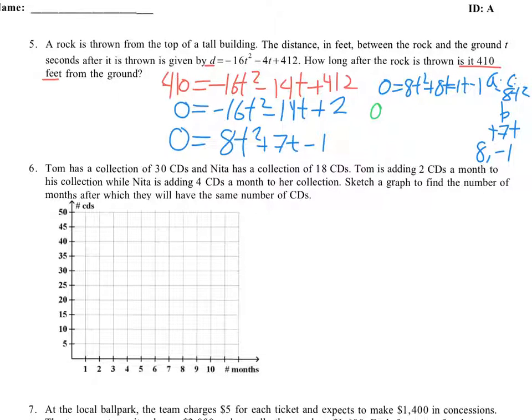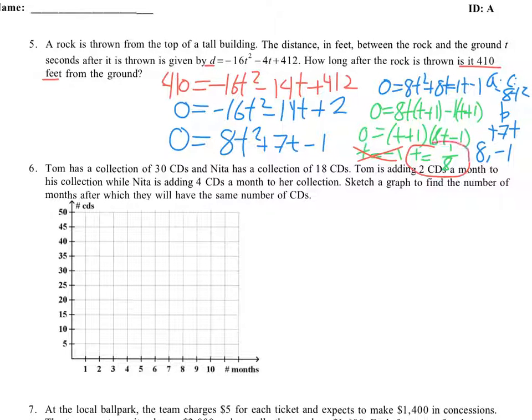I can take an 8t out of the first two, and I get t plus 1. Take a minus 1 out of the last two, and I get t plus 1. That leaves me with 0 is equal to t plus 1 times 8t minus 1, which gives me t is equal to negative 1 and t is equal to positive 1 over 8. Time after it's thrown, the negative answer doesn't really make sense. At 1/8 of a second, it is 410 feet from the ground.